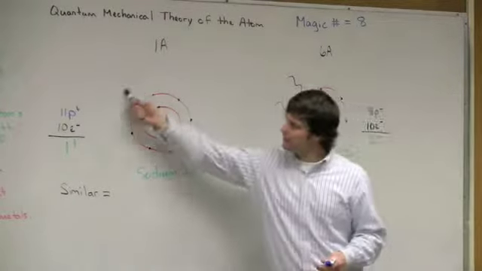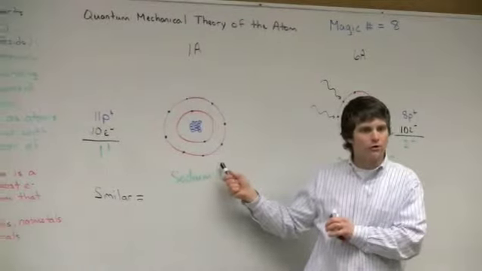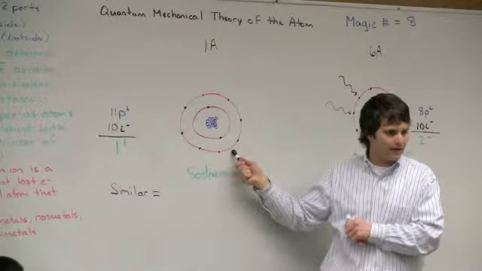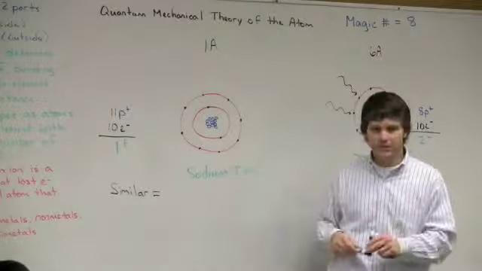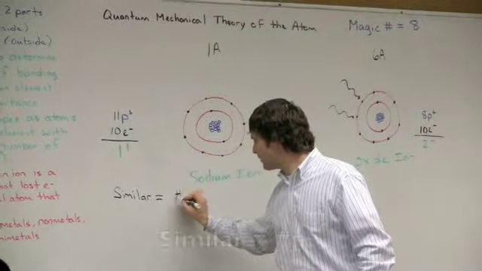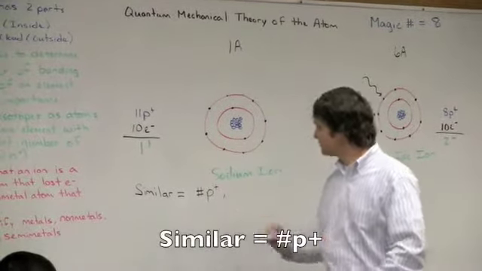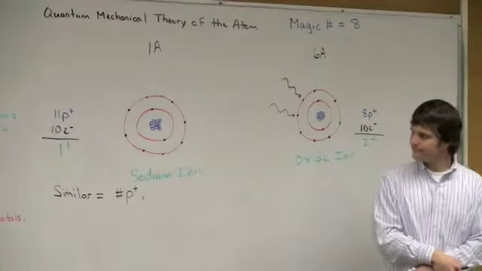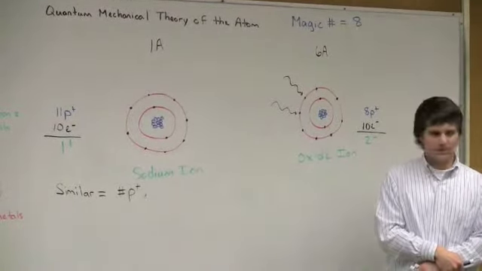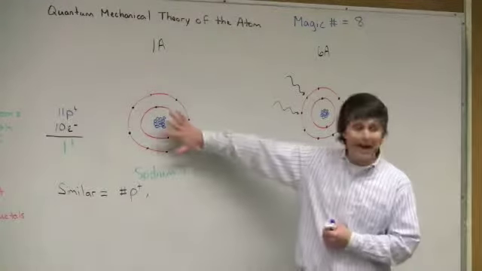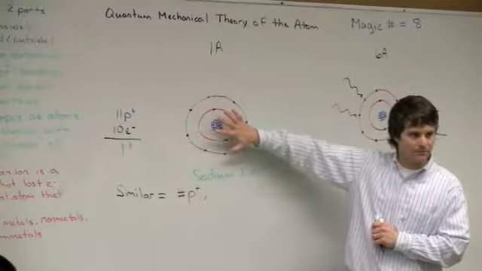What's something that we found is similar as you look at your 2 drawings for sodium atom versus a sodium ion? Same number of protons. So what I would do, something that's similar, just shorthand: number of protons. Number of protons did not change between the 2. Anything else that was similar between the sodium ion and the sodium atom?